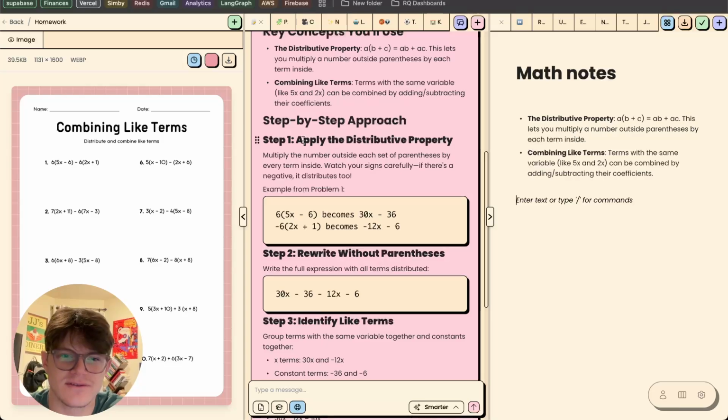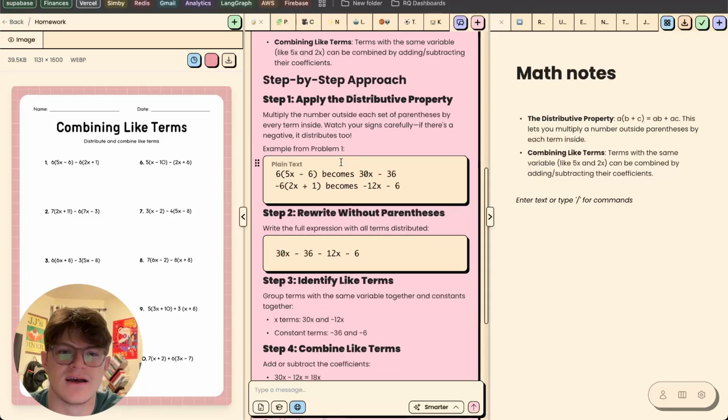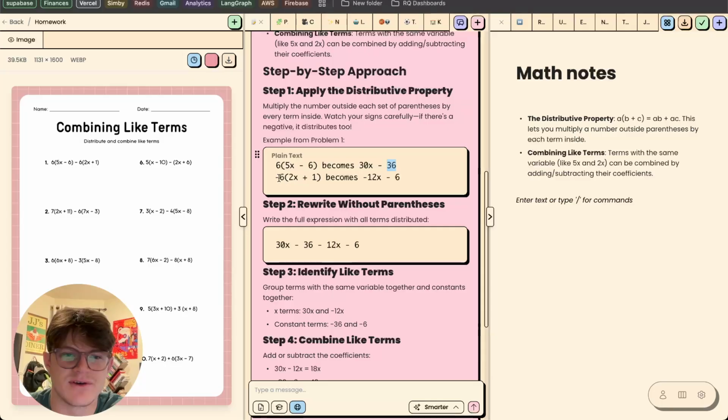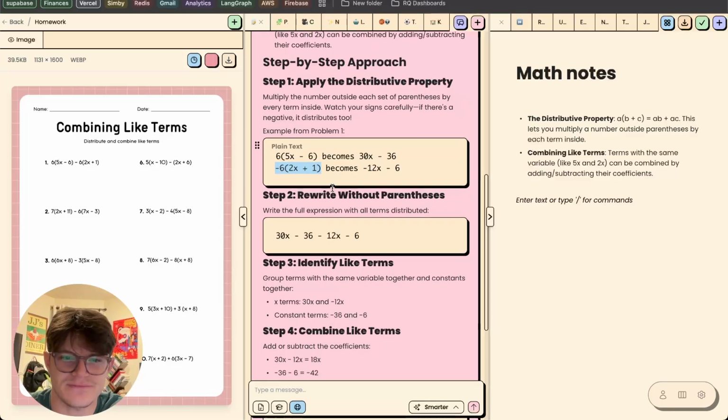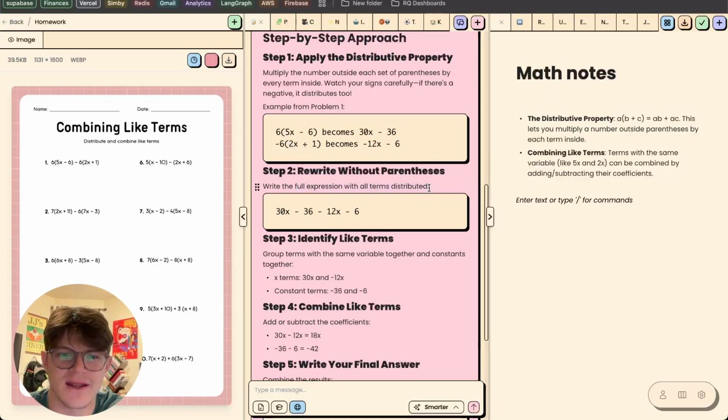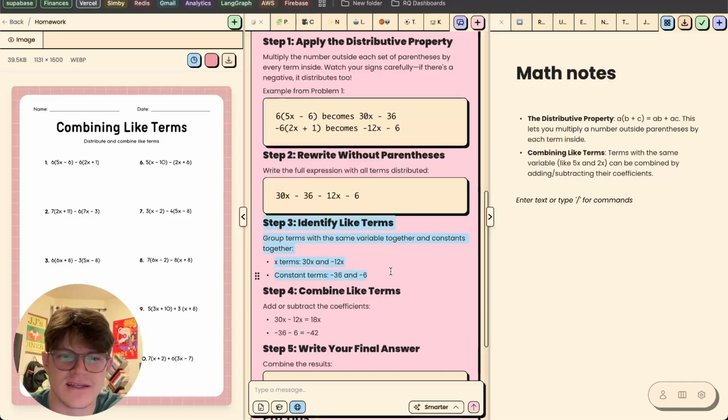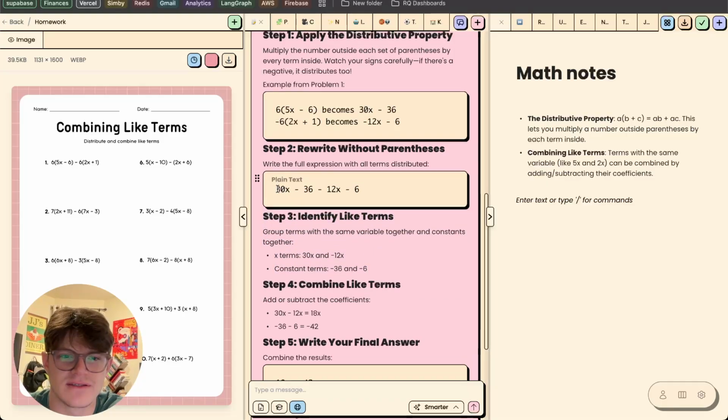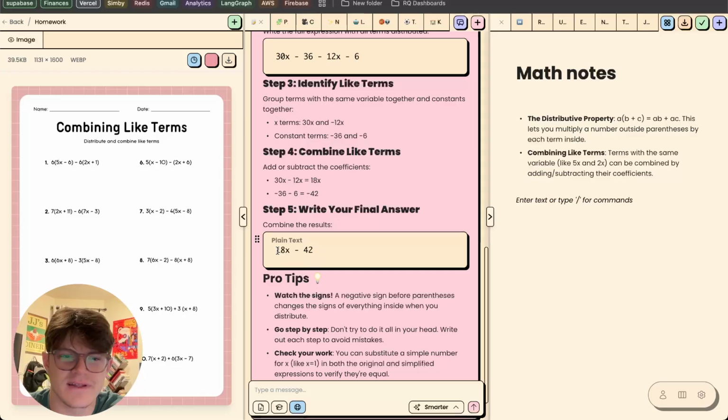It also shows us how to go through the first problem, which is applying the distributive property. It's saying we multiplied this number by these two different things, so it becomes 30x minus 36, and the same goes for the other side of the equation here. Then we rewrite that and identify the like terms, so we grab this and combine them, and this. And then we have our final answer. Awesome.